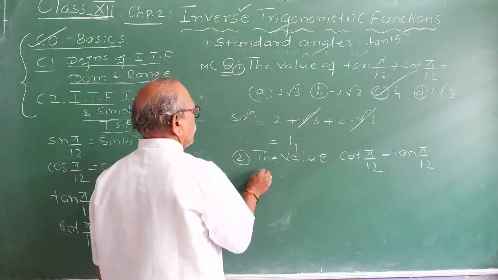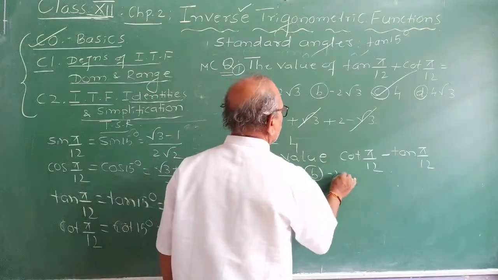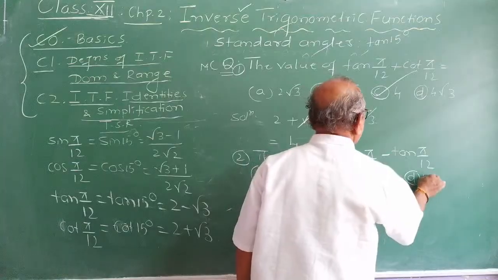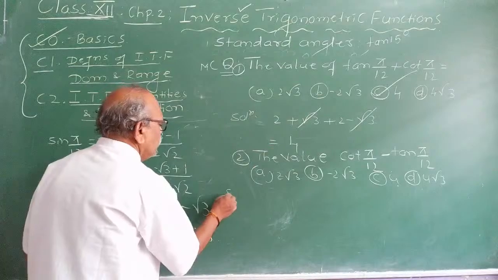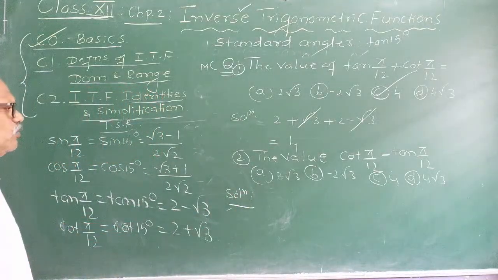Same options: A, 2 root 3. B, minus 2 root 3. C, 4. D, 4 root 3. First of all, you must have in your mind ready to answer the questions. This shortcut must be ready now. Now what do you get?